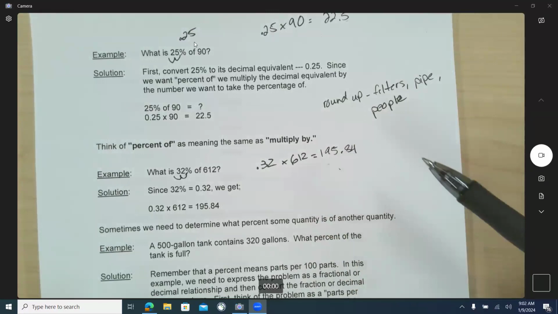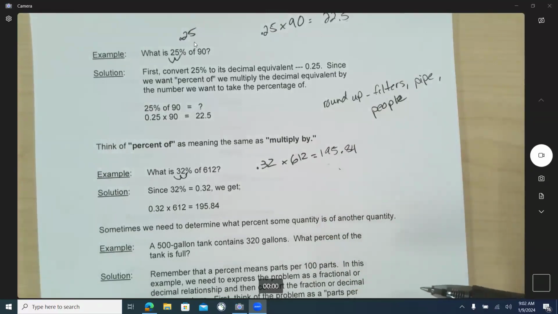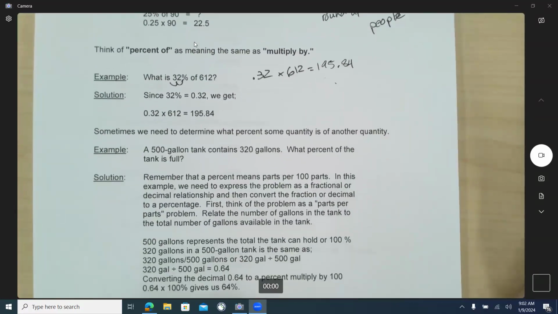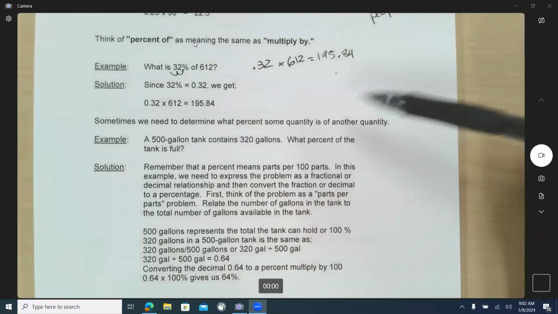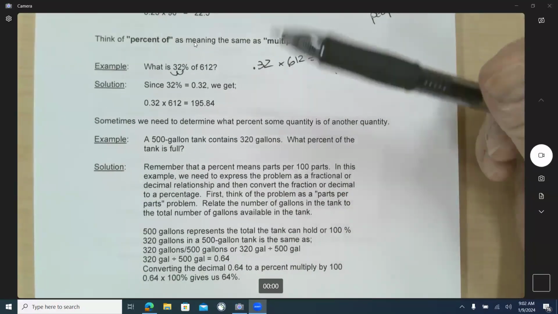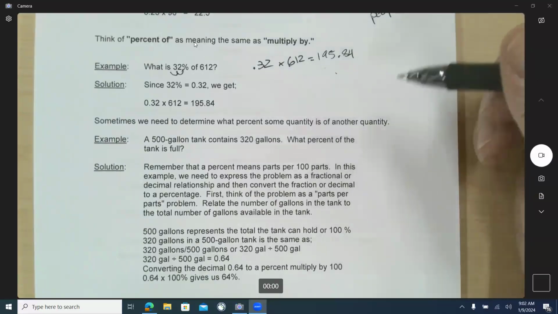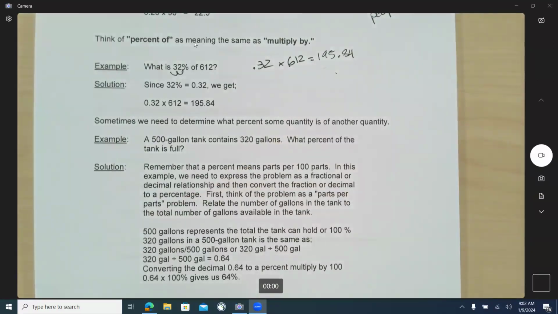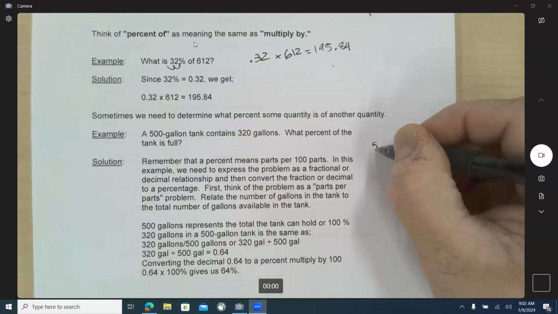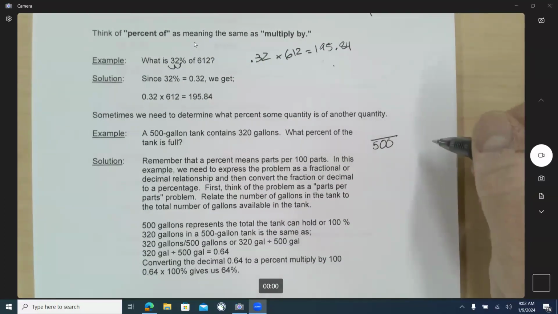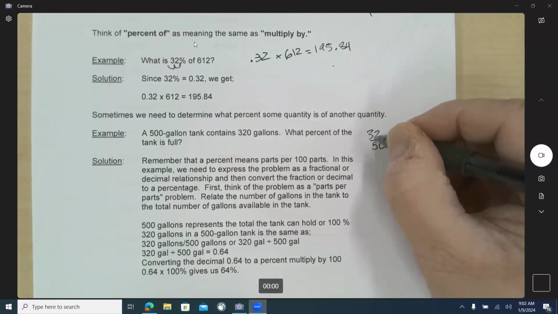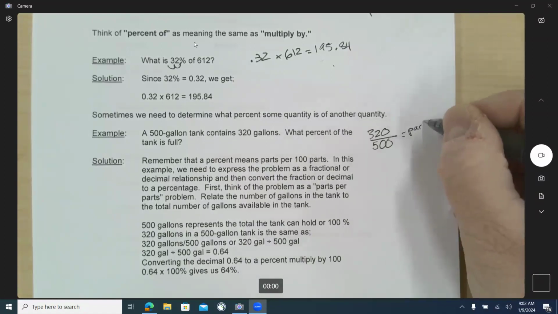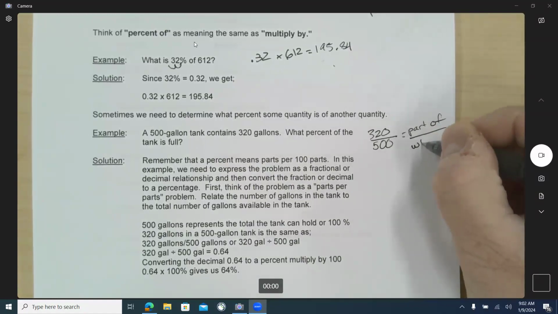We're going to leave it as 2 decimals, okay? Now the next one: a 500-gallon tank contains 320 gallons. What percent of the tank is full? The very first thing is, what is the whole thing? The very first rule of fractions is what I taught you how to do. The whole thing is 500. Well, in a fraction, where does that go? On the bottom. And the part of goes where? Up top. Remember, equals part of over the whole.